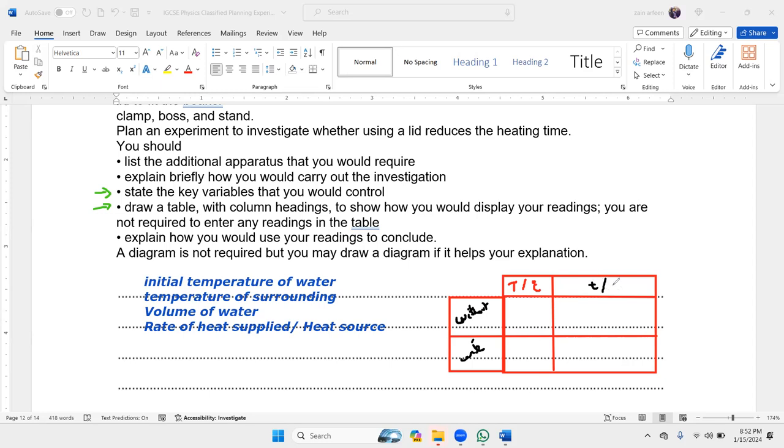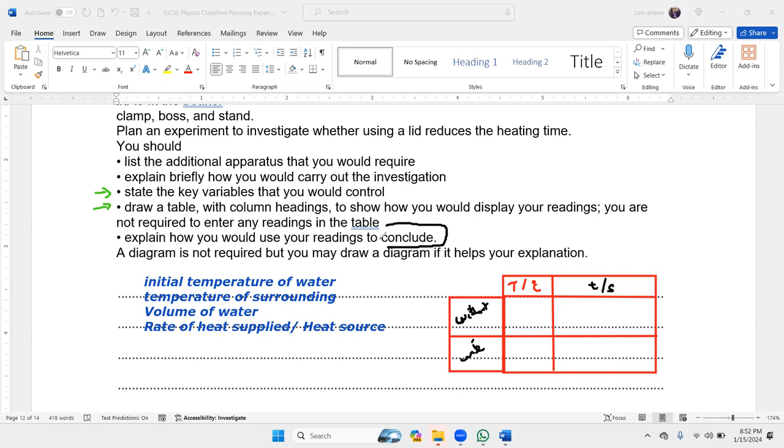You can write in SI unit, second. That's why we usually use it, and a stopwatch also gives a time in minutes and seconds, but the SI unit is second. That's why we mentioned second. So this capital T is the initial temperature with lid and without lid. And small t is the time it will take to reach its boiling point. That's how we represent. Then how would you use your readings to conclude?